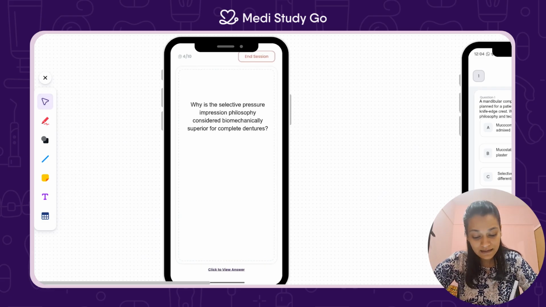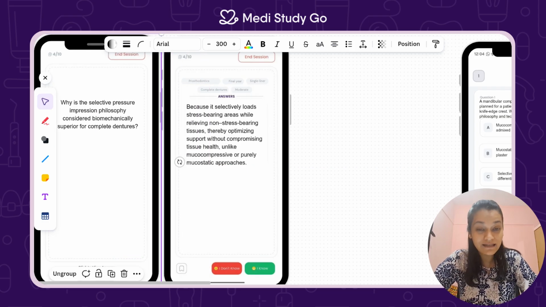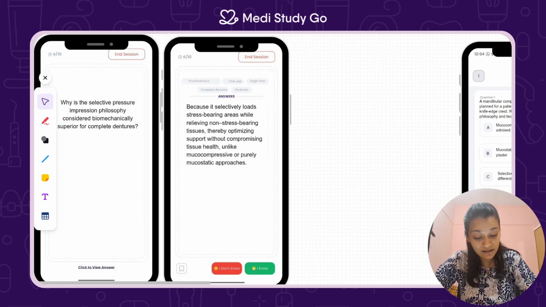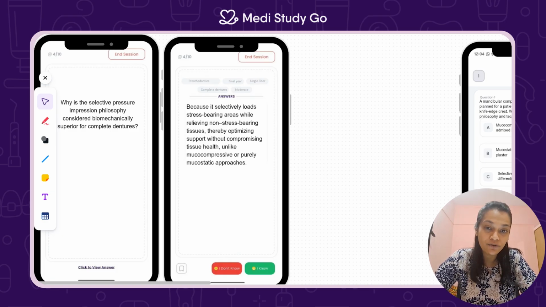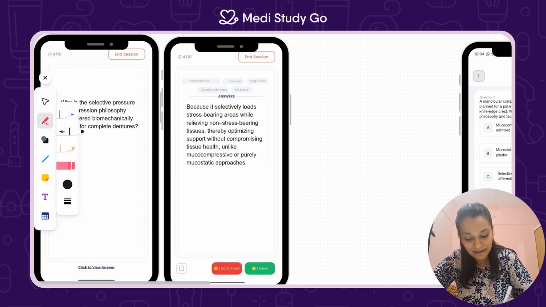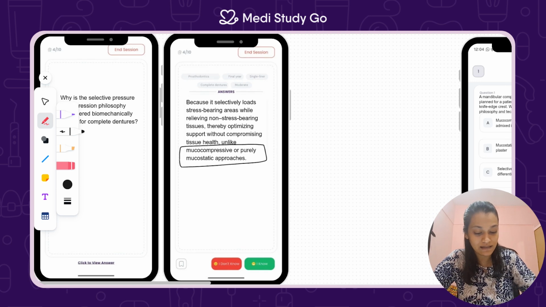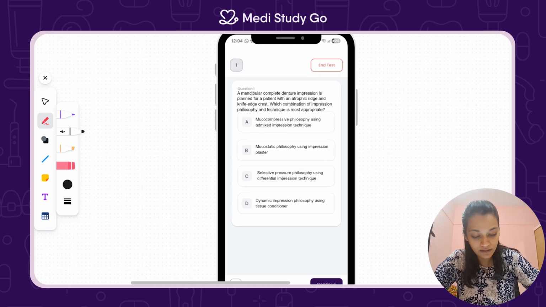Why is the selective pressure impression philosophy considered biomechanically superior for complete dentures? The reason is very simple: it is loaded onto the stress bearing area while relieved for the non-stress bearing area, hence it will never compromise the tissue health. And it is the best of both, that is the mucocompressive and the mucostatic technique. So it's not just one, it's both that give us the advantage. Moving on to the next question.